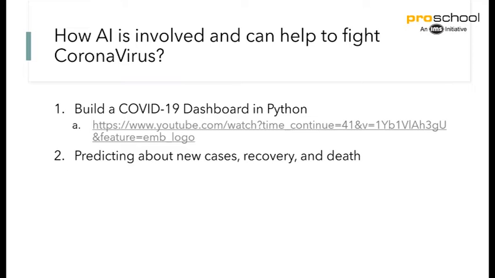The second part is the prediction part. New cases currently in China are, suppose, 35, 30, 37, 40, like that. But in America, it is around 30,000. So we know about the next few days, but what would the future be? What would the recovery rate be in the future? What would the death rate be? All those things, we know that AI is known for the prediction part.